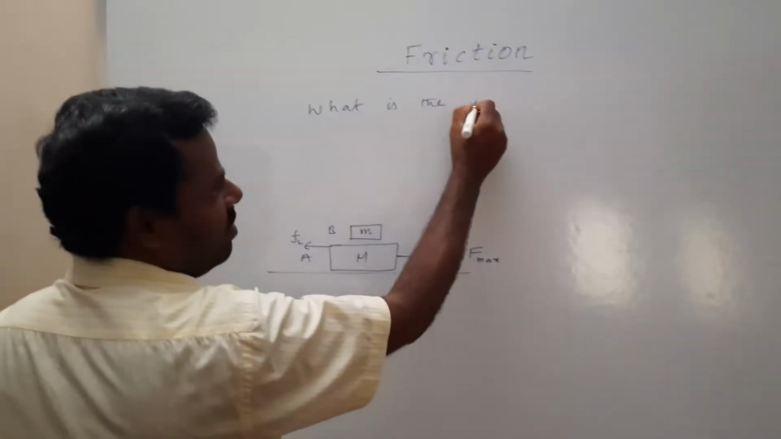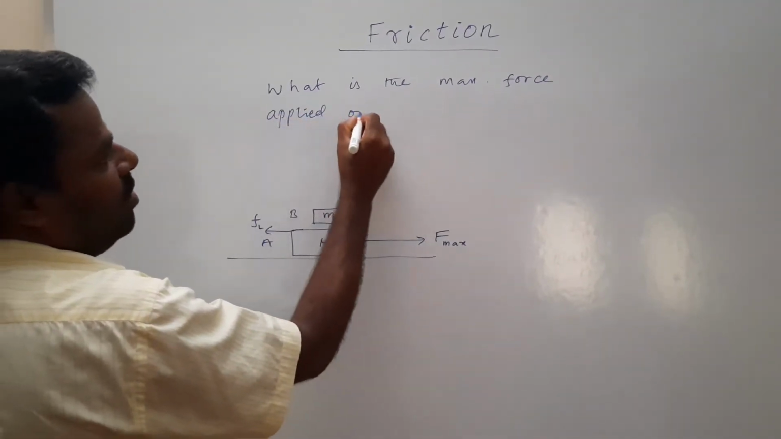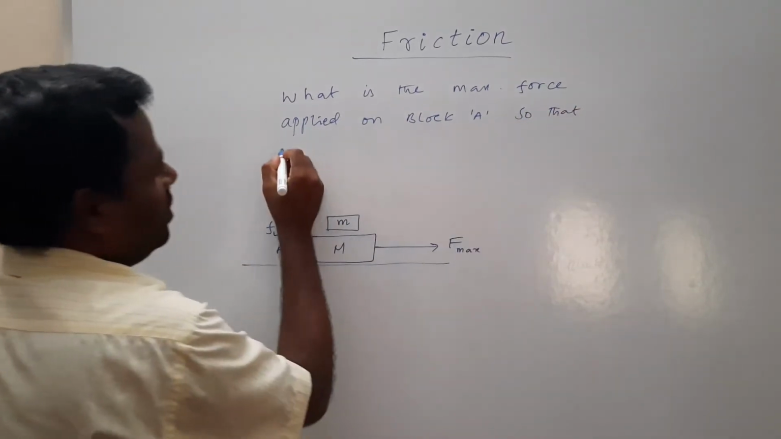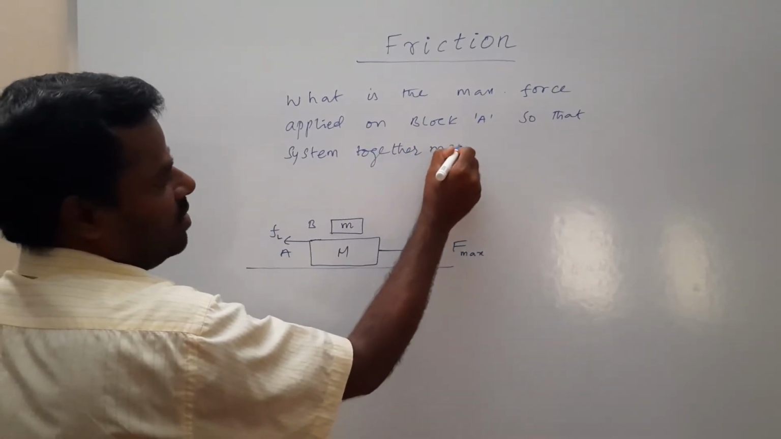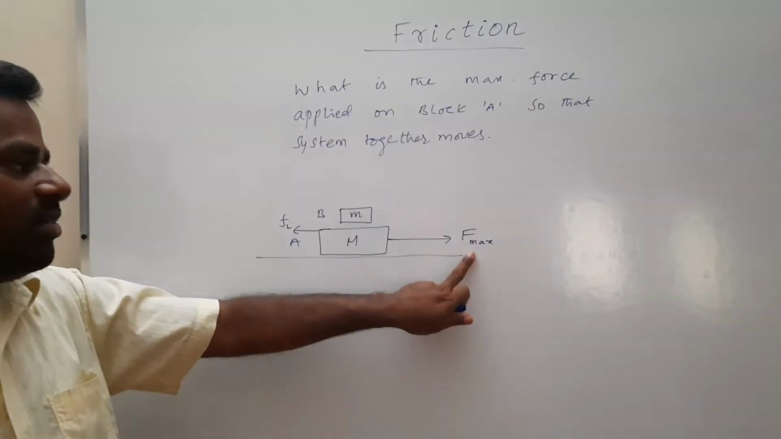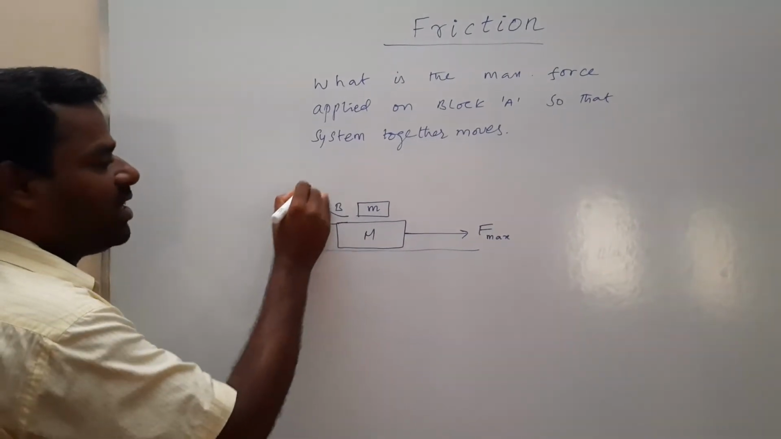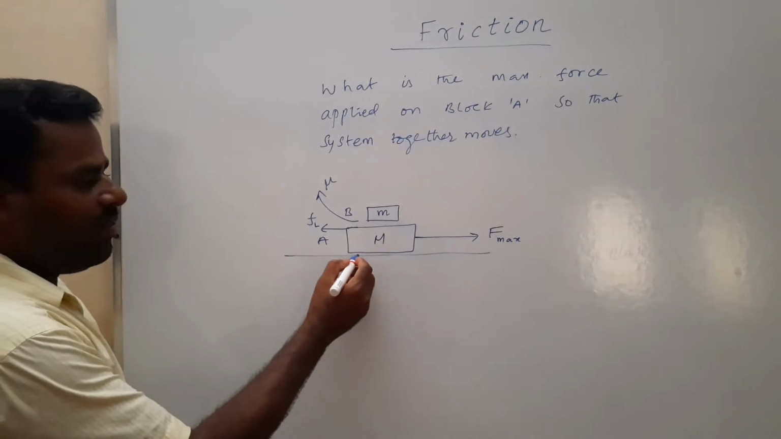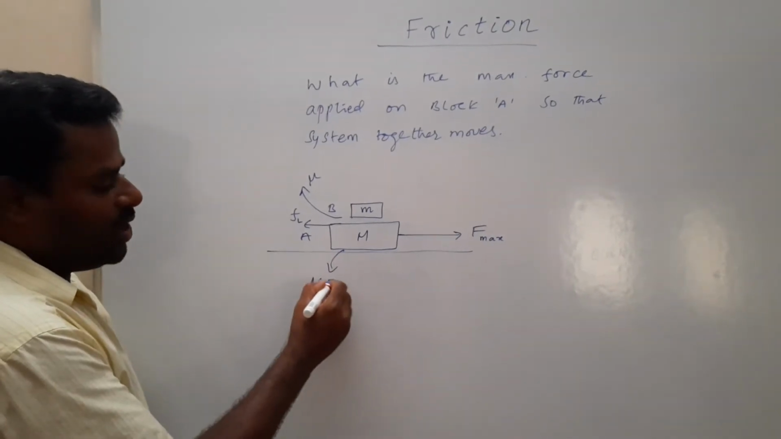What is the maximum force applied on block A so that the system moves together? That means we have to find the maximum force applied on block A so that the system moves together. The answer will come in terms of small m and capital M and the coefficient of friction between small m and capital M, which is mu. Here it is given that the ground is a smooth surface, so the coefficient of friction between block A and the ground is 0.